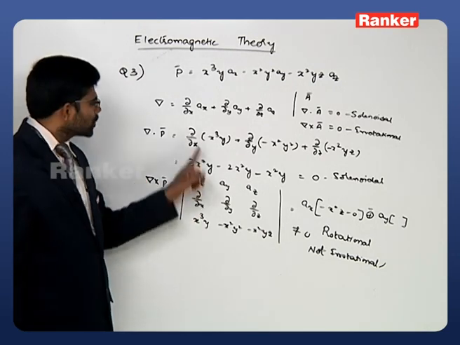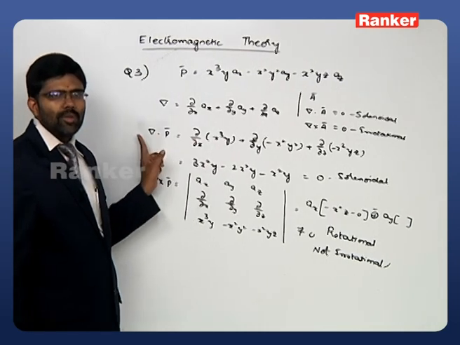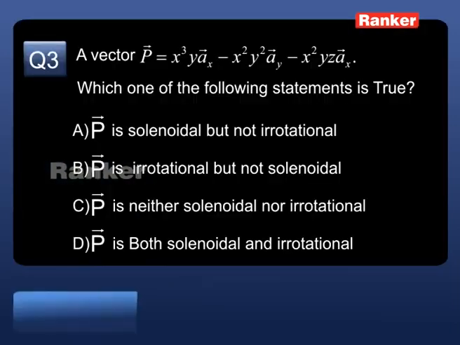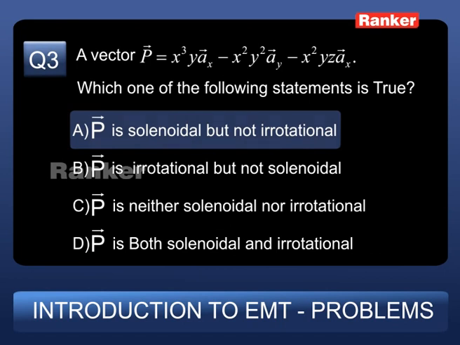Now we need to choose the proper answer for this one. Del p bar is solenoidal, p bar is not irrotational. Now in the options given, the p bar is solenoidal but not irrotational. That is option A, the correct option.